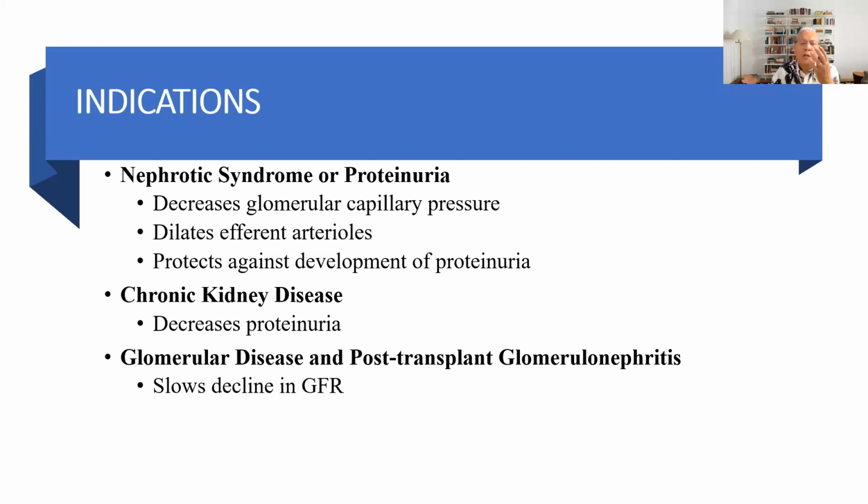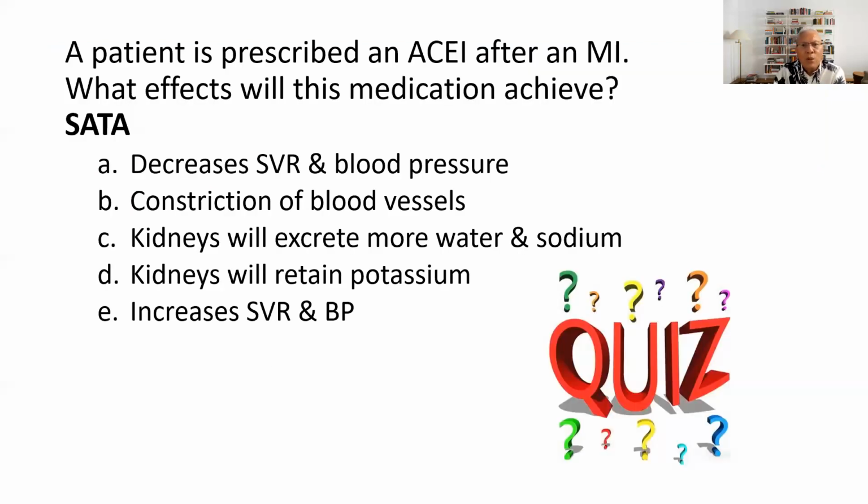Okay, so in summary, ACE inhibitors are useful for number 1, hypertension, number 2, for heart failure, number 3, post-MI, and number 4, for diabetes to slow down the progression of nephropathy. All the others are not as common, like the nephrotic syndrome, chronic kidney disease, or glomerular disease, and post-transplantation glomerulonephritis. Okay? All right. So let's go to this next poll.